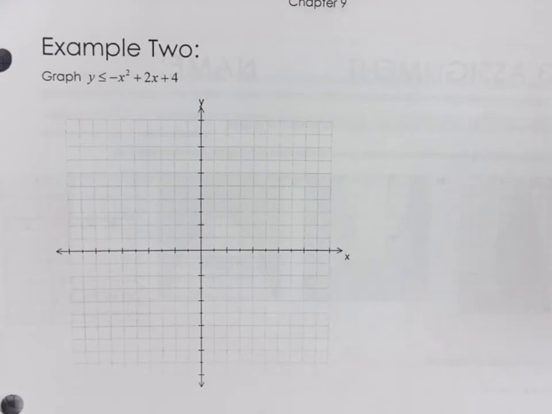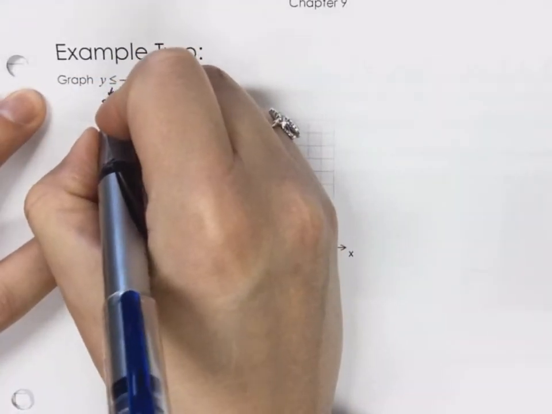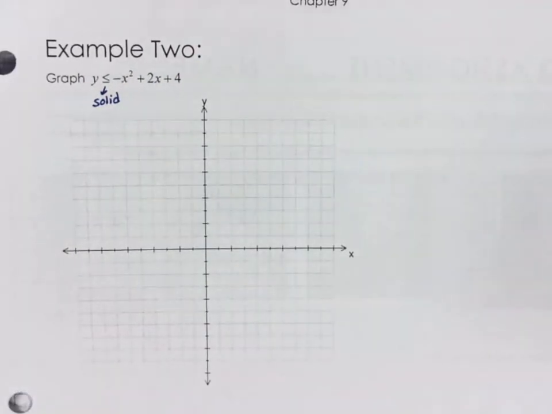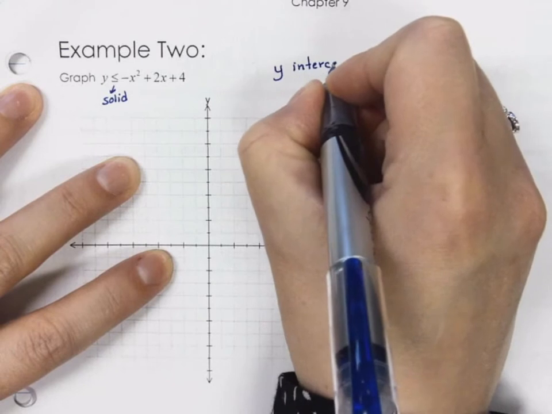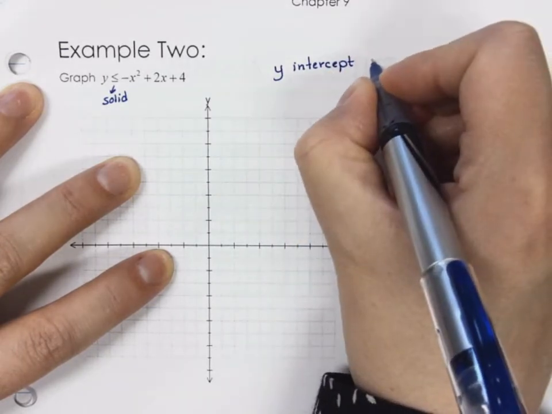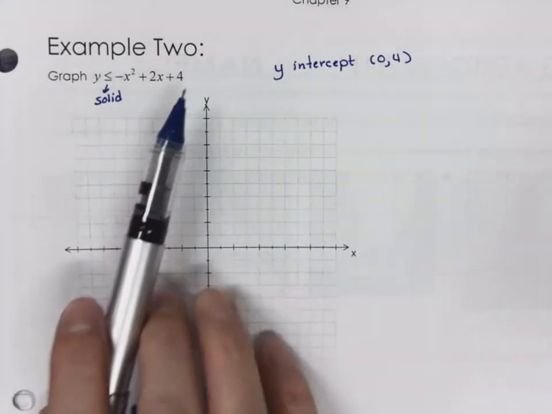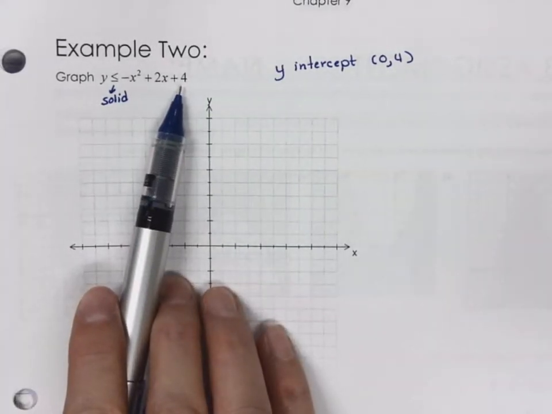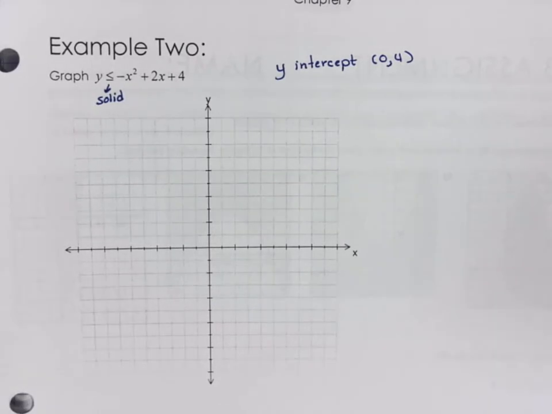Okay, so this one is the same thing. This tells me I have a solid line this time. My boundary is solid. This now is given to me in standard form. So I know a couple of things. I know my y-intercept is (0, 4), because I'm in standard form. I know that my graph opens down, and I know that it's the normal width. So those are things I know about the graph.